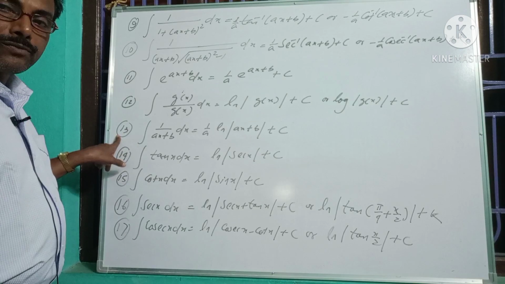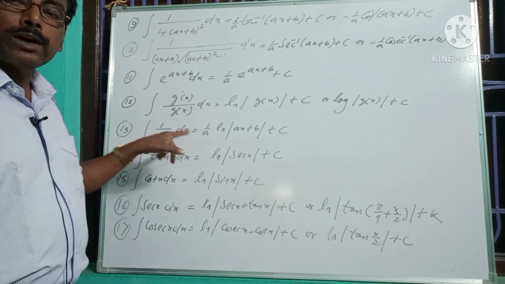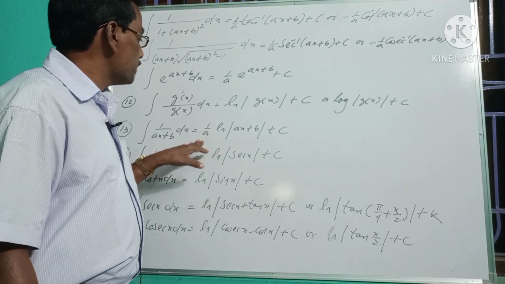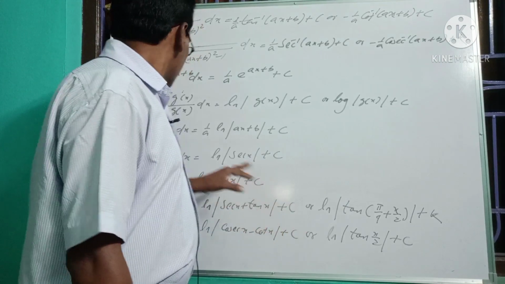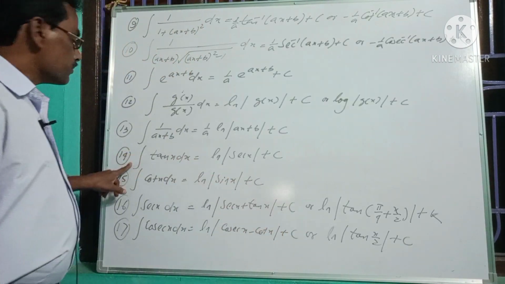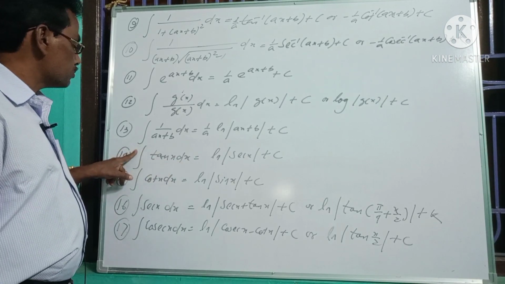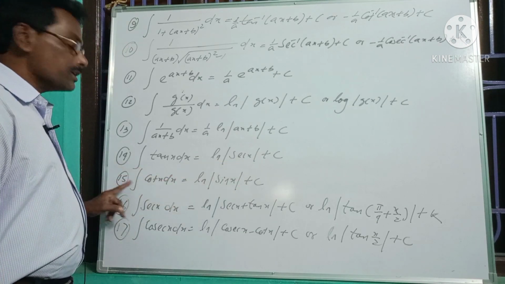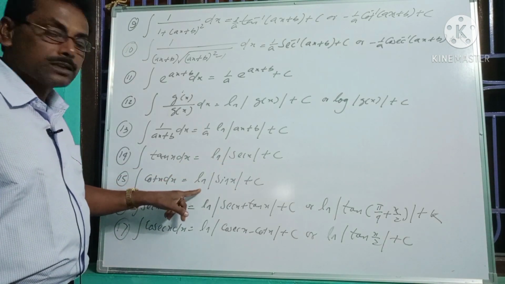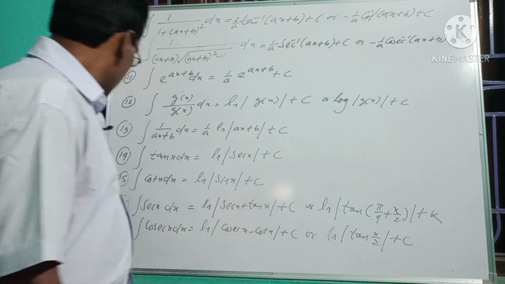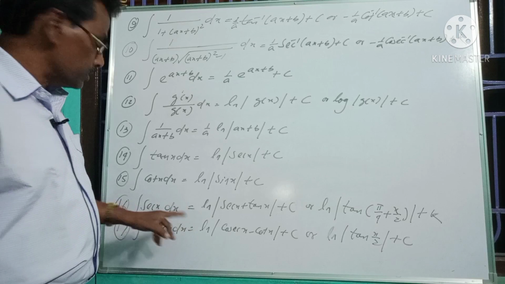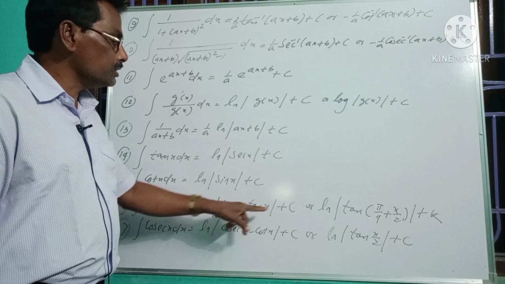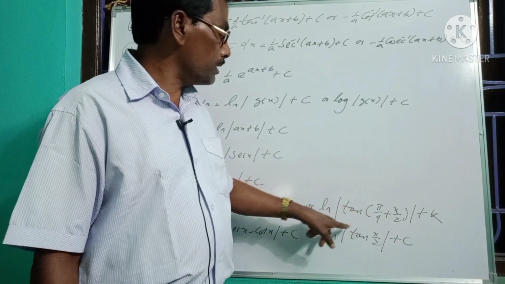Then in the 13th we have derived the integration of the rational function 1 by ax plus b, that is, integration of 1 by ax plus b with respect to x is equal to 1 by a into ln of mod ax plus b plus c. Then we derived integration of tan x with respect to x, which is equal to ln of mod sec x plus c. Then we derived integration of cot x with respect to x, which is equal to ln of mod sin x plus c. Then we have integration of sec x with respect to x, which is equal to ln of mod sec x plus tan x plus c, or ln of mod tan of pi by 4 plus x by 2 plus k.